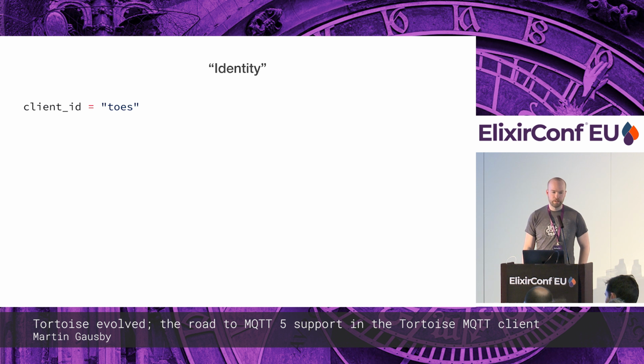So the identity. For MQTT, there's a concept of a client ID. Every connection has this client ID assigned. So here I call it Toes, because I call my mascot Toes. It has nice toes. So the client ID is any UTF-8 string.